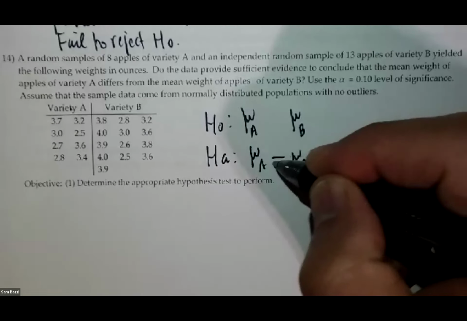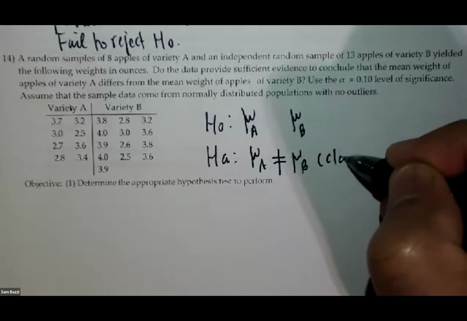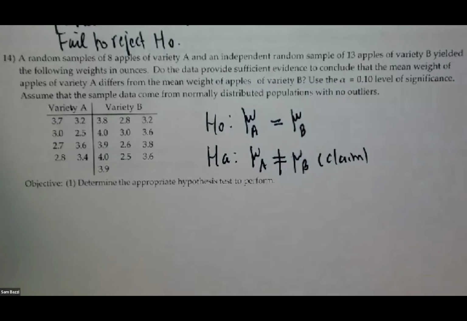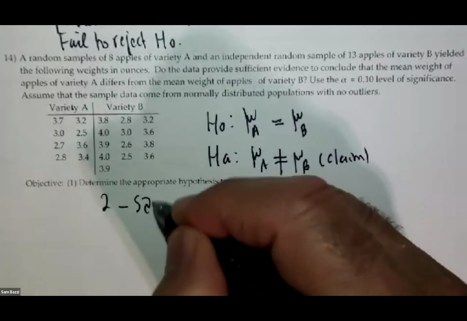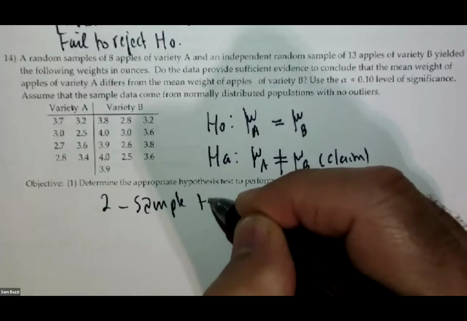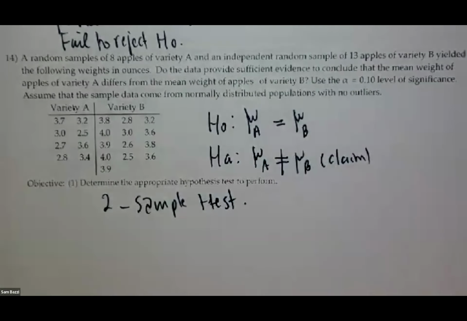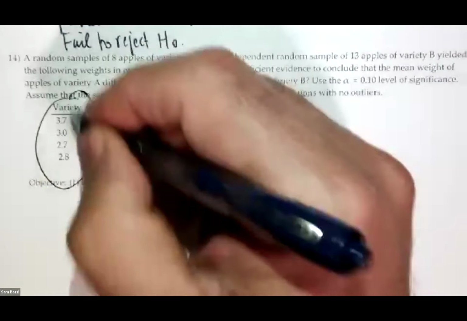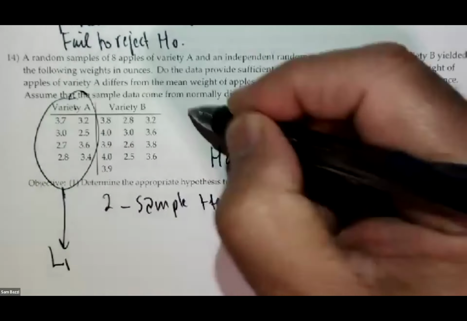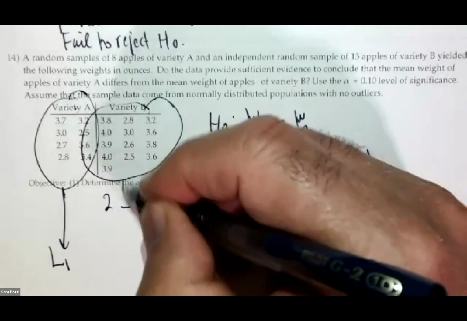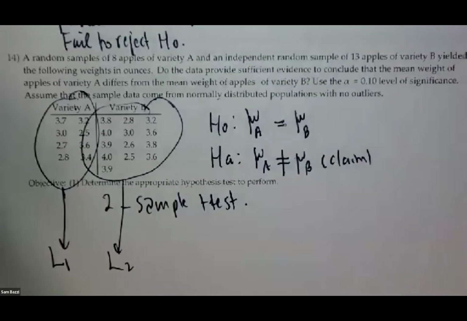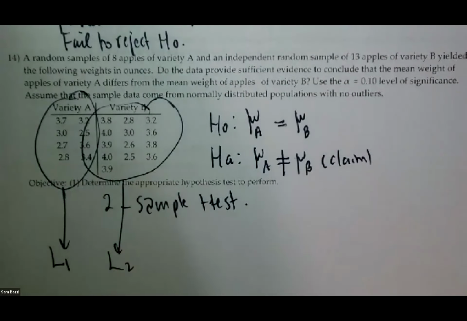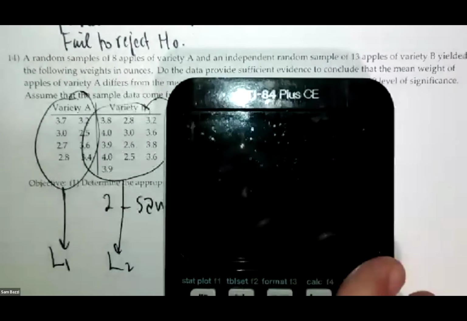Would you guys agree with me that different means this sign, that's the claim, and that will be the equal? And he wants a 2-sample t-test again. How are we going to run this test on the calculator, guys? You would have to put this data in L1, and this one in L2. If you're using StatCrunch, you have to put this data in variable 1 and this data in variable 2. So let's do this.